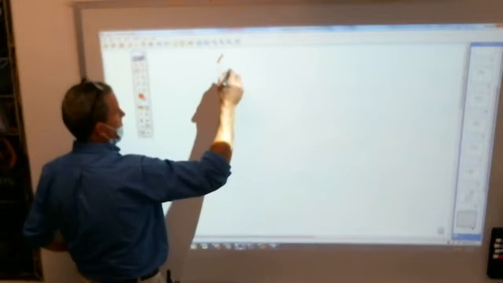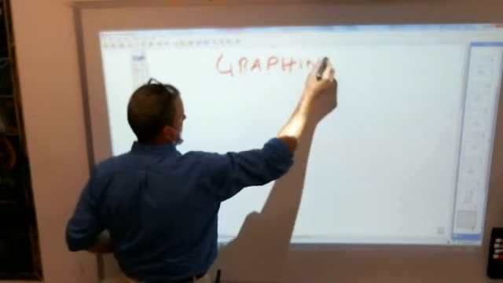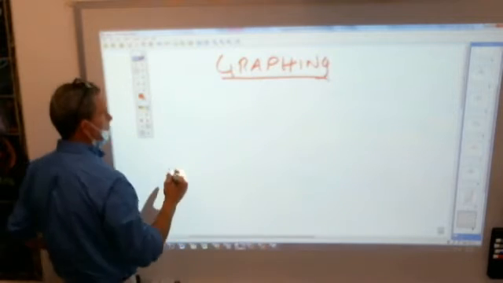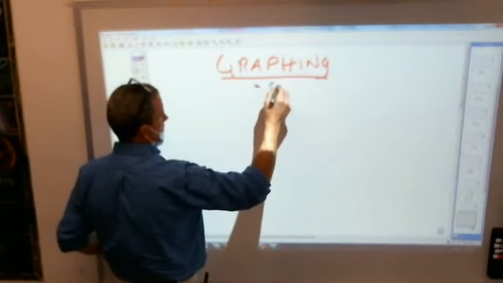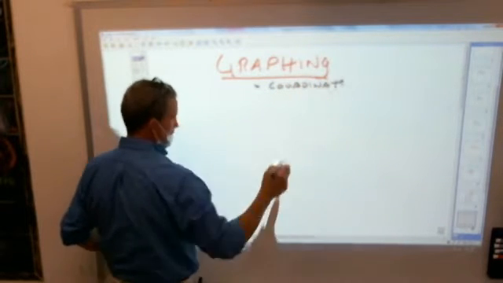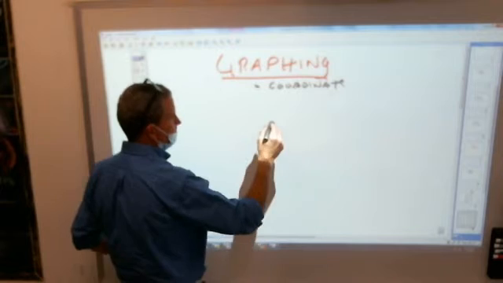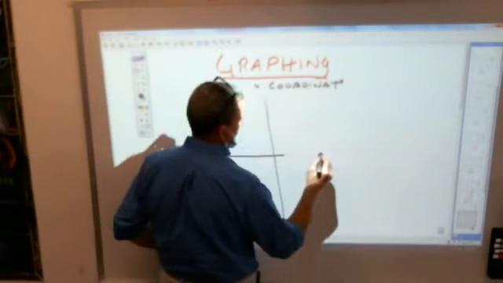What did I say? Coordinate graphing. Did I say graphing? Let's just go graphing. Put on top of your piece of paper here, graphing. And then you can do this. We're going to talk about coordinate graphing, which means this, ladies and gentlemen, now that you're in 7th grade. Yay. We're going to draw ourselves a nice little grid.